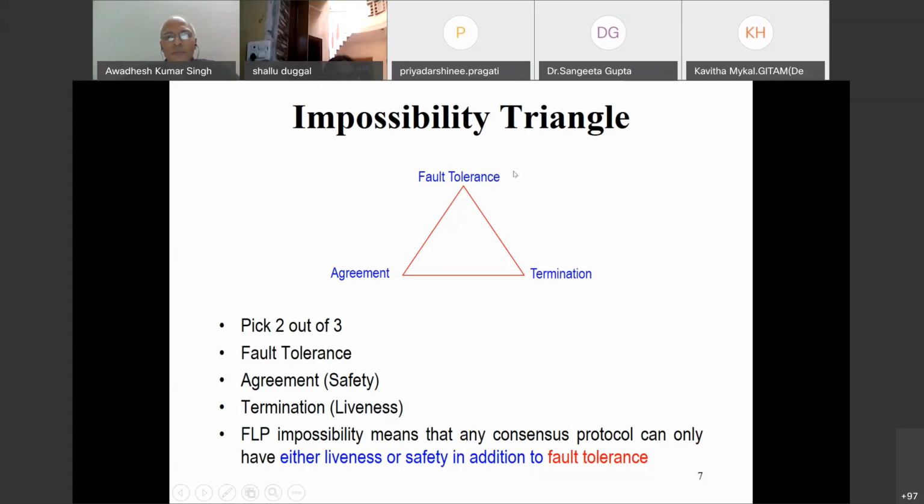Because we are going to talk about fault tolerance, if we consider that fault tolerance is indispensable, then of course we have to dispense with either agreement or termination. So that is another important result, and that is an implication of FLP impossibility.